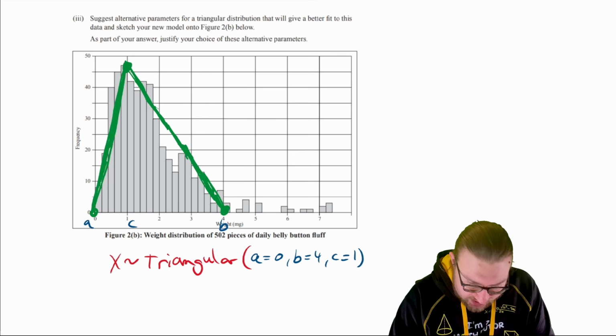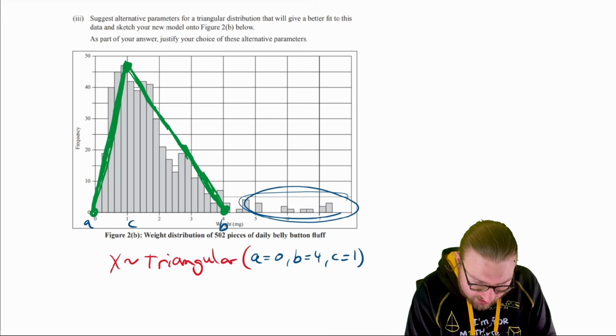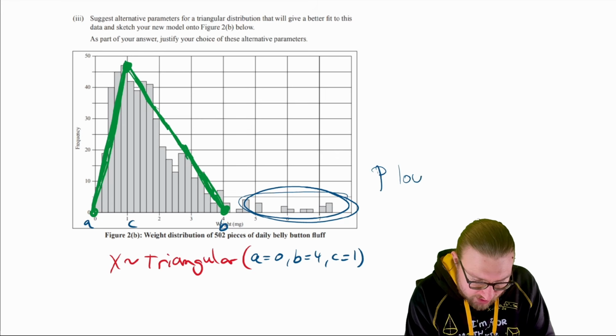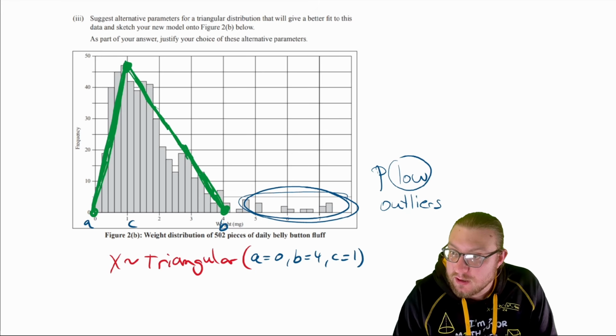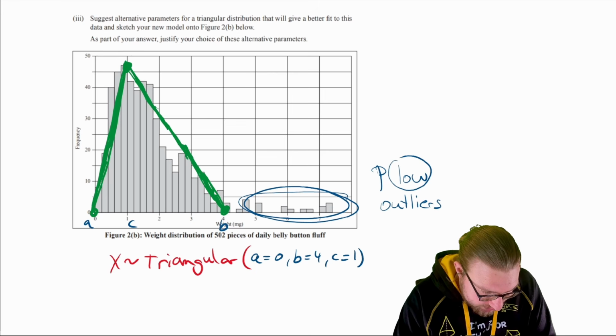Justify this choice. Whatever I've just said, right? Because there's only a few here. The probability here is very low, so we're going to ignore them. Potentially, these might be outliers, right? Okay. So let's have a look. I think that's all we needed to do, right? Suggest a new model and sketch it, right? Yeah, awesome.